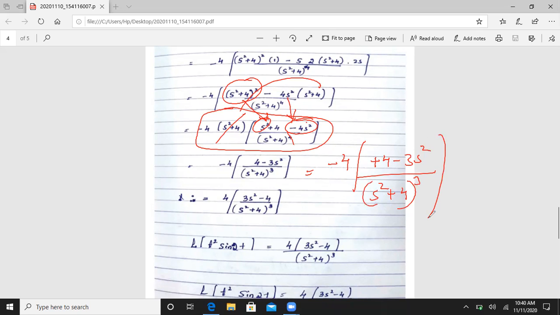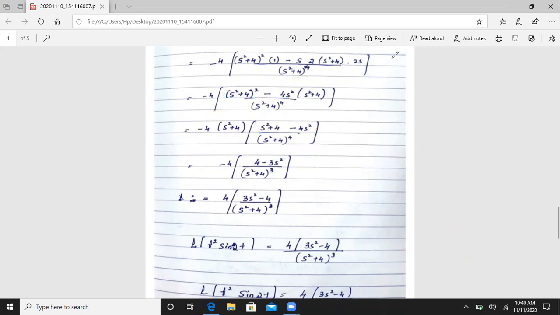When we simplify this function, we will take minus common outside, so it becomes plus 4, and 3s square minus 4 divided by s square plus 4 whole cube. Here you will get the Laplace transformation of t square into sin 2t is equal to 4 into 3s square minus 4 divided by s square plus 4 whole cube.